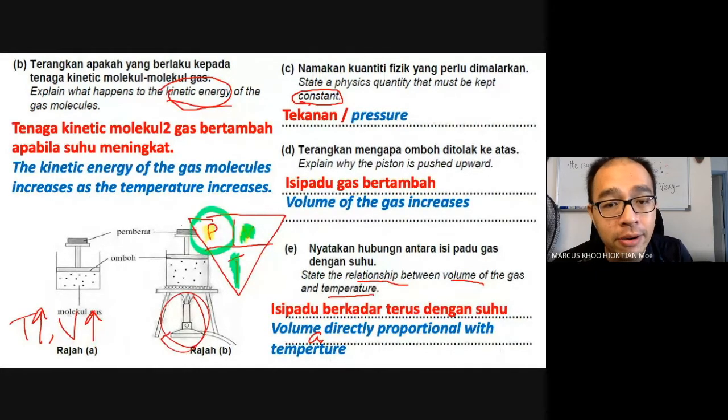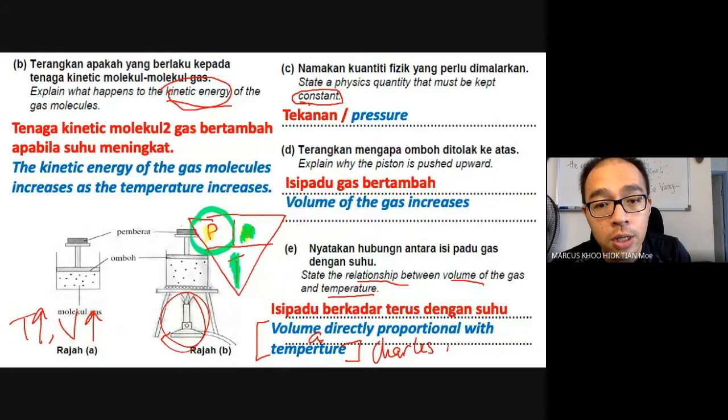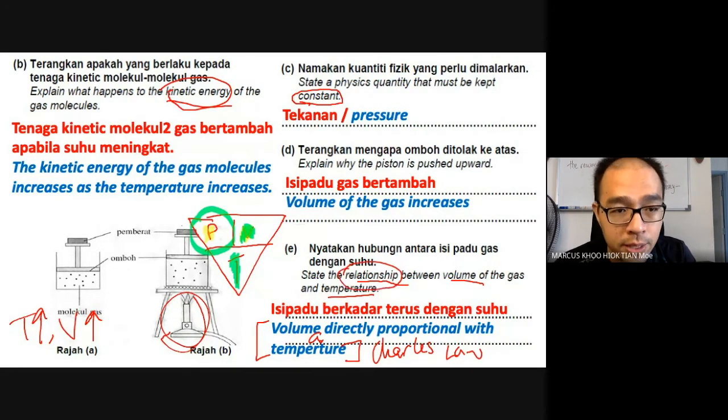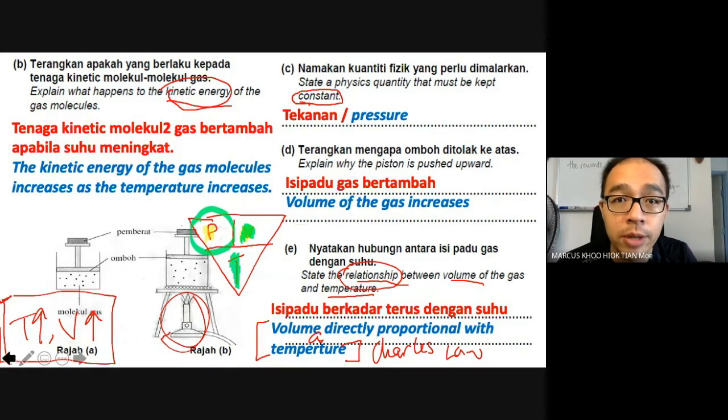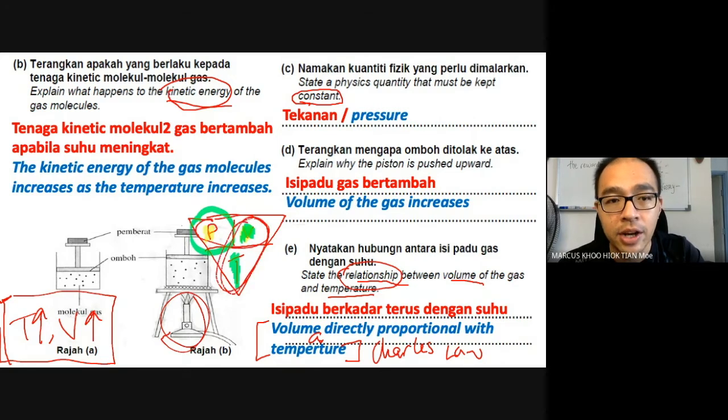Okay, volume is directly proportional with temperature. But as I said before, this one is Charles' law. It is the definition for Charles' law. But if you're talking about relationship, we stick to this, how we answer this. The bigger the temperature, the bigger the volume. So Charles' law, as I said just now, Boyle's law is PV and Charles' law is VT. The bigger the volume, the bigger the temperature.